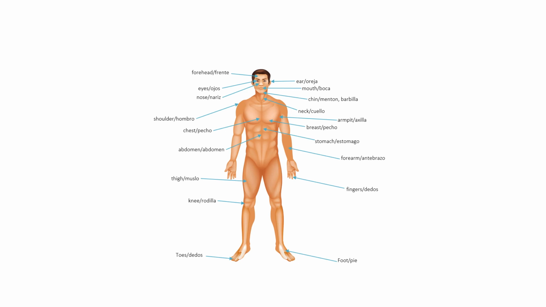We want to help you by giving you some medical terminology in Spanish to increase your vocabulary to describe anatomical parts in Spanish. We'll start from the top left. Frente, ojos, nariz, hombro, pecho, abdomen, muslo, rodilla, dedos, pie, dedos, antebrazo, estómago, pecho, axila, cuello, boca, barbilla y orejas.